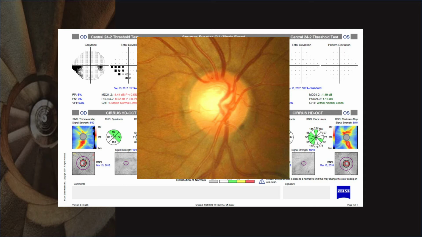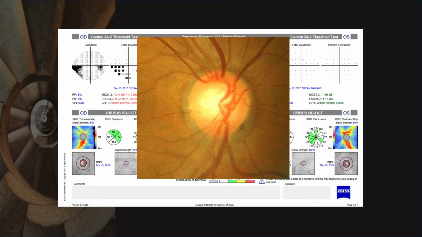This is a case I always use with my students, and they always say, no, this guy doesn't have glaucoma because those OCTs are so thick. Everything looks so normal until you really start to dig down and look a little more carefully.